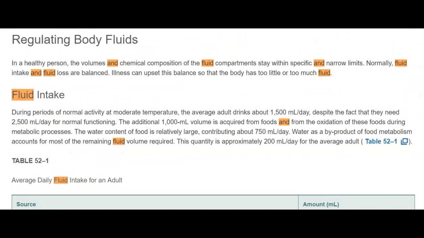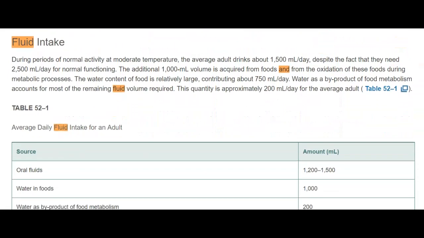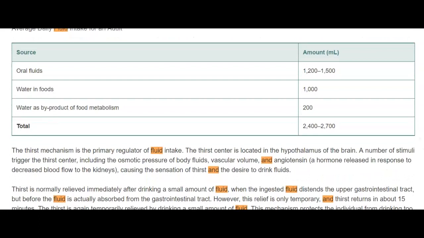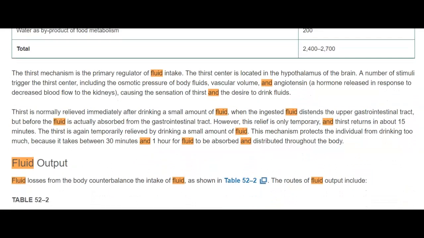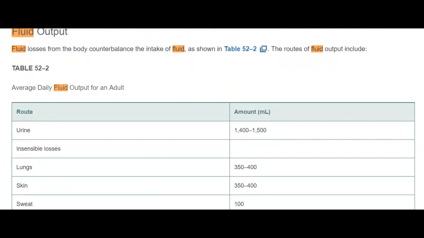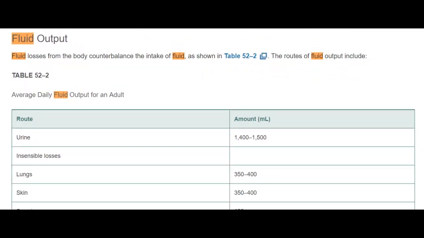But regulating body fluids is very important. So don't forget, when we're doing our fluid intake, we're doing our oral fluids, water and foods, and water as a byproduct of food metabolism. We have a lot to look at. We have to monitor the intake, we have to monitor output, we have to do our assessment, our signs and symptoms. There are lots of things that we look for.